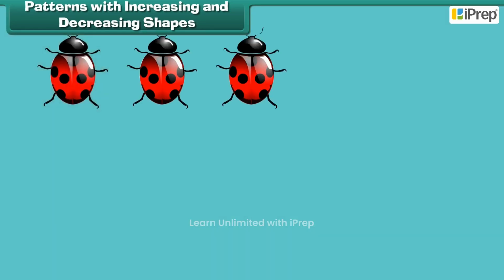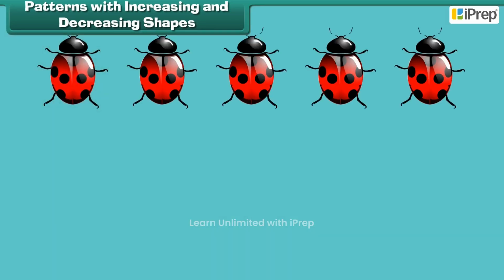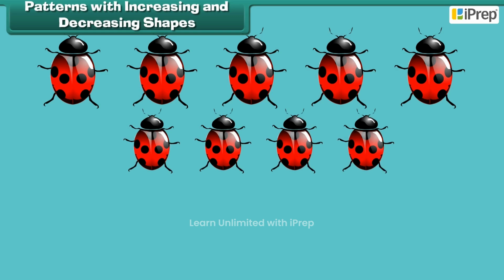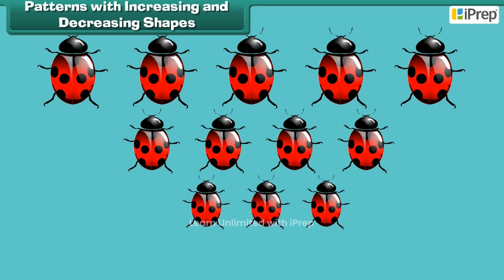Look at one more arrangement of shapes. 5 large beetles followed by 4 smaller beetles, followed by 3 even smaller beetles, and so on. This is also a pattern because the number and size of the beetles decreases in a definite order.